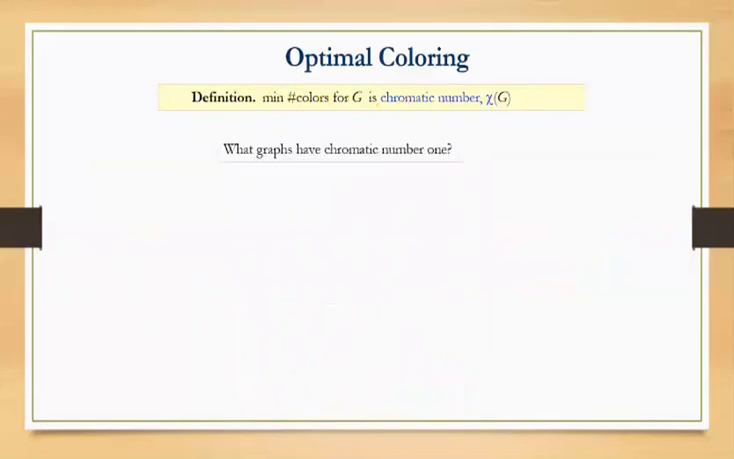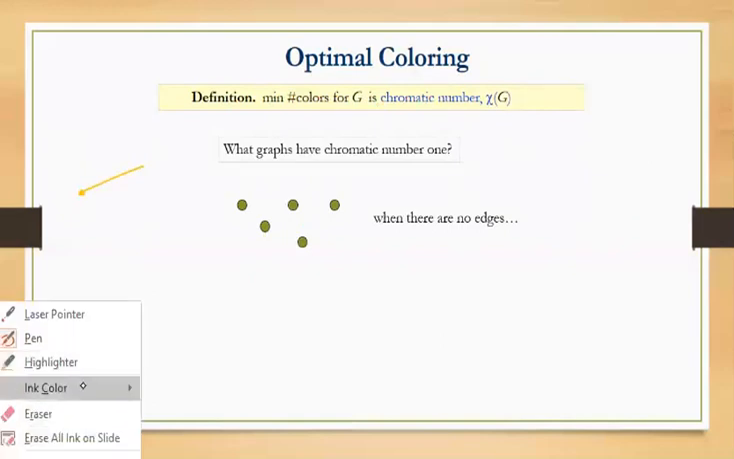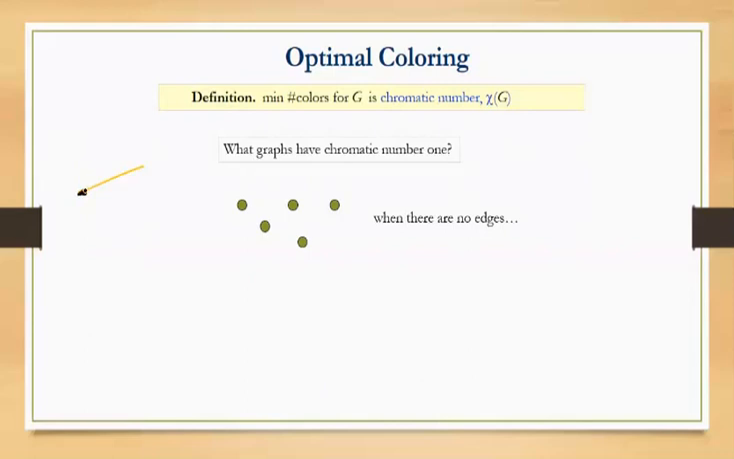Then what graphs have chromatic number 1? Which kind of graphs will have chromatic number of 1? Graphs where there are no edges. Suppose we have a graph where there are no edges, we have only vertices, then we can have chromatic number 1. Otherwise, even with a graph with one edge, I have to use two different colors. I have to use red and green. I can't have both the vertices with the same color.